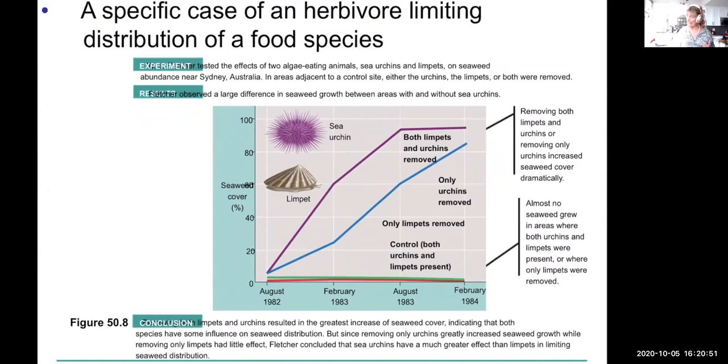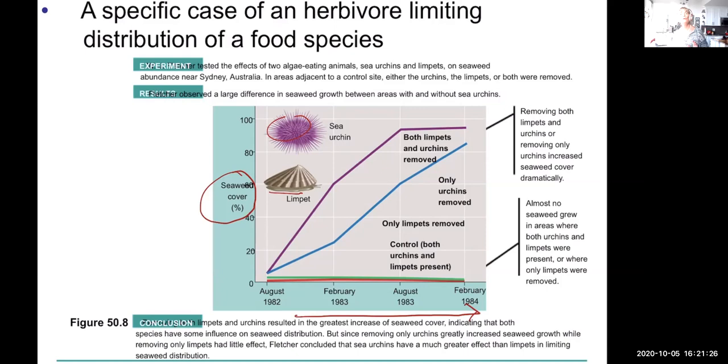So this is a case of a herbivore limiting the distribution of a food species. The experiment was about two algae-eating animals, sea urchins and limpets, and a seaweed near Sydney, Australia. So this y-axis is seaweed cover, the percent of the ground covered by seaweed. And this is time, so 1982 to 1984, it's an older study.